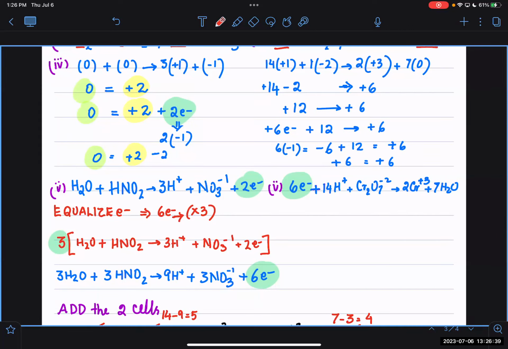Now we will do the basic medium. Okay, basic medium.